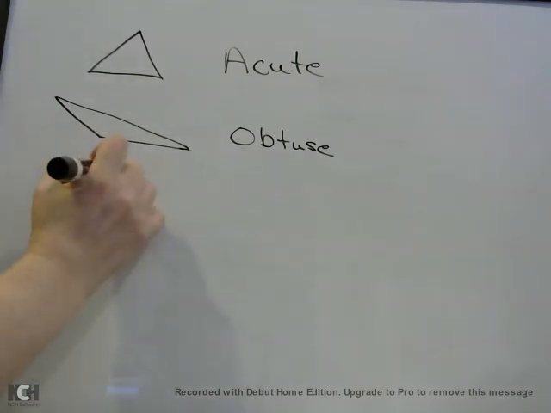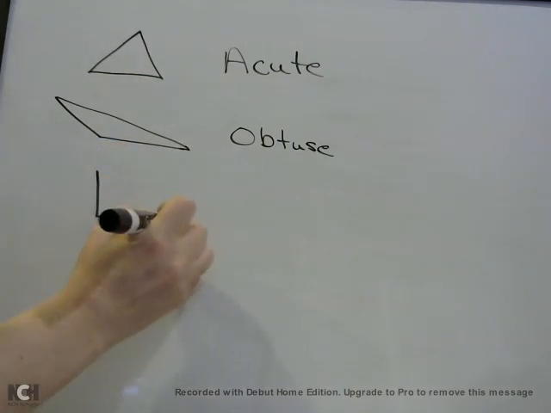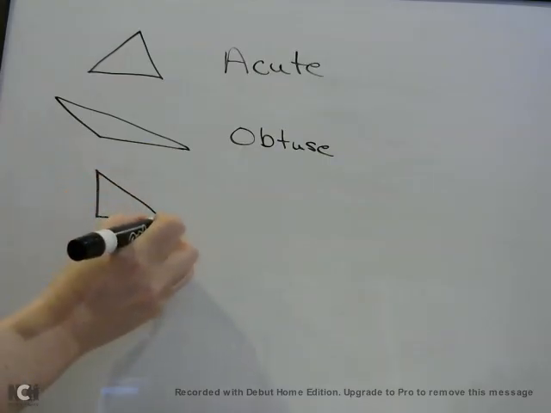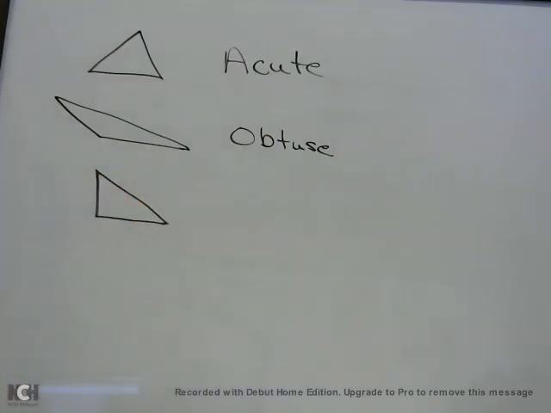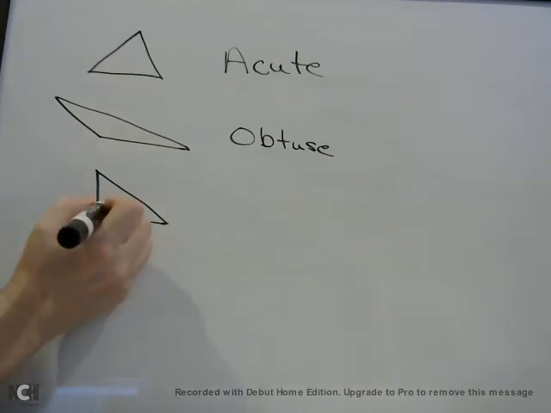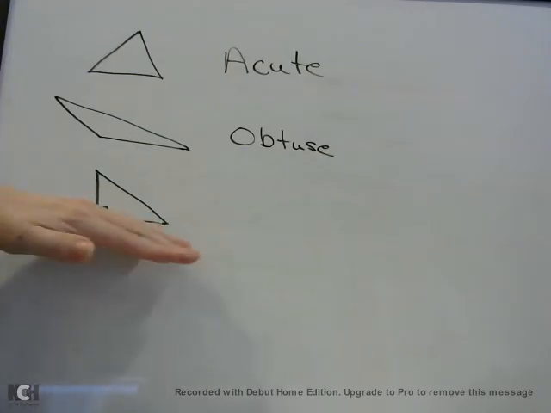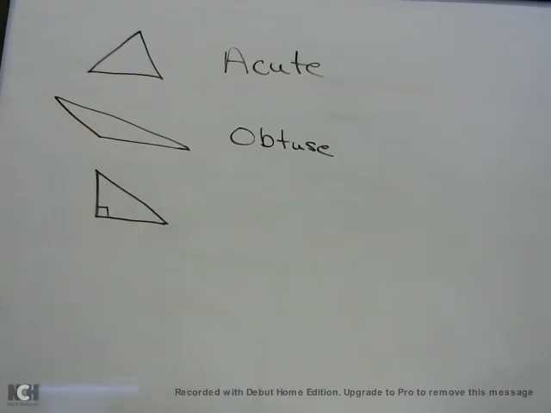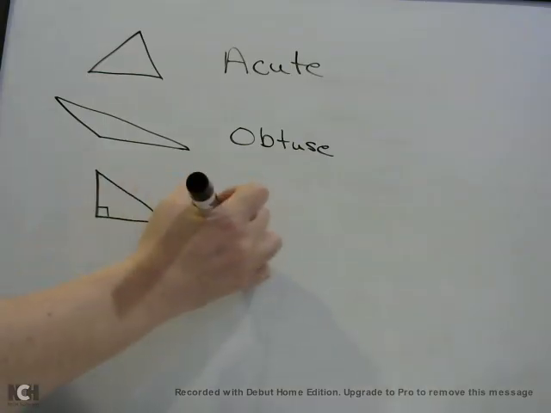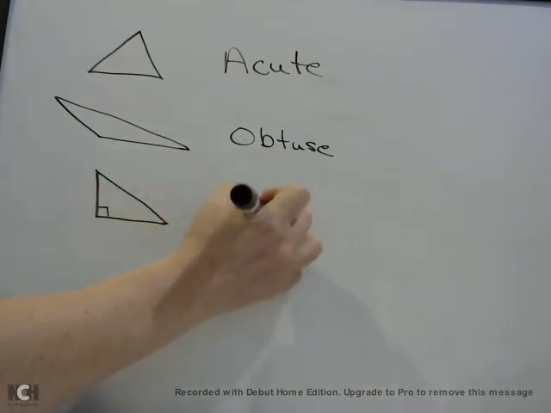And the last one is if we have one angle that is exactly 90 degrees. So if this angle here is exactly 90 degrees, it's usually denoted where we put this little box here. That means that it's 90 degrees. These are two perfectly perpendicular lines forming a 90-degree angle. This is called a right triangle.